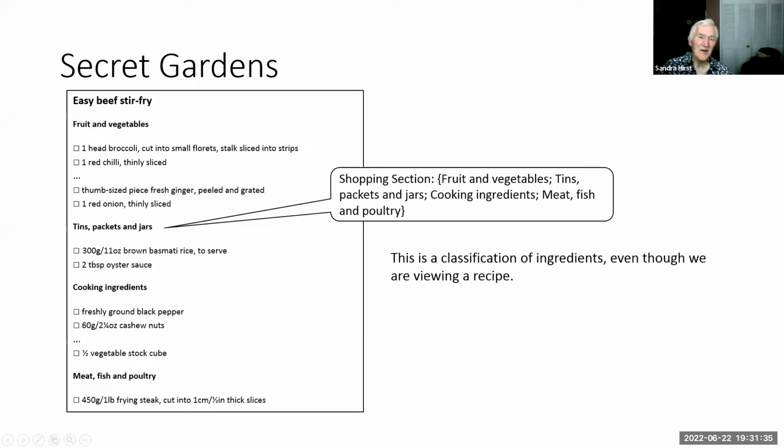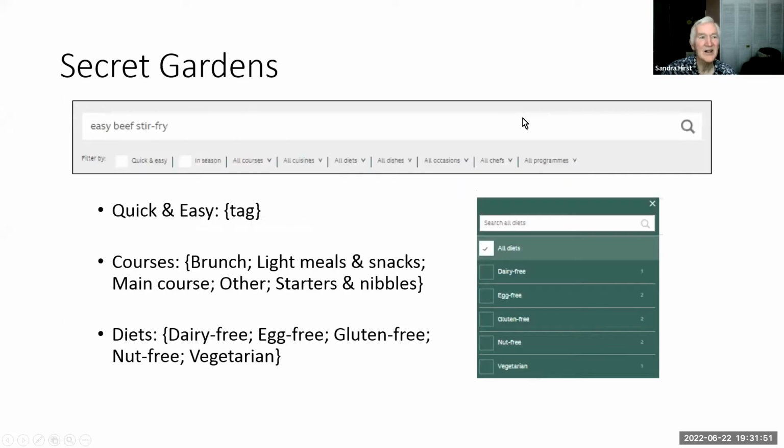I stumbled upon the third secret garden a few days ago when I was preparing this talk, and I knew I was talking about beef stir fry, and I wanted the shopping list, but I couldn't remember which recipe it was, so I did a search. And when I did a search on easy beef stir fry, holy smoke, I found all of these filters that I hadn't anticipated before. Quick and easy, courses, diets, and they kindly put all of their allowed values in.